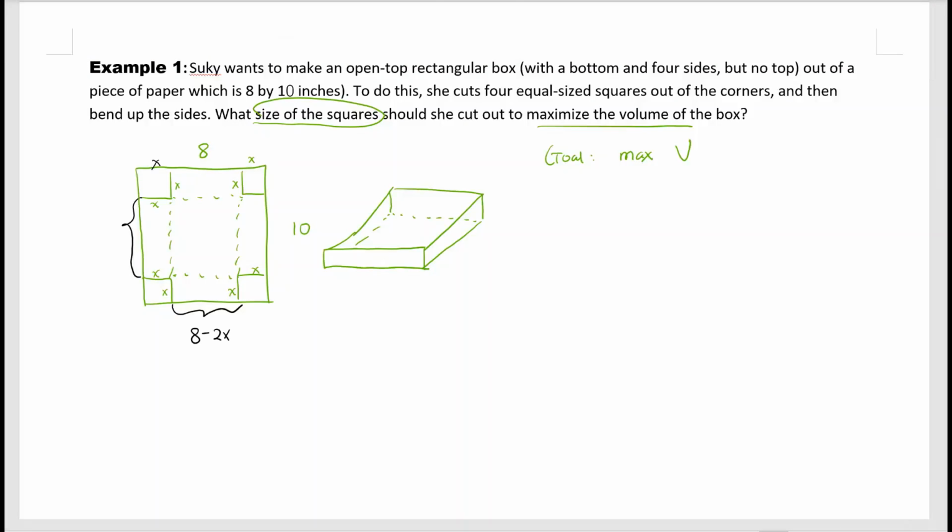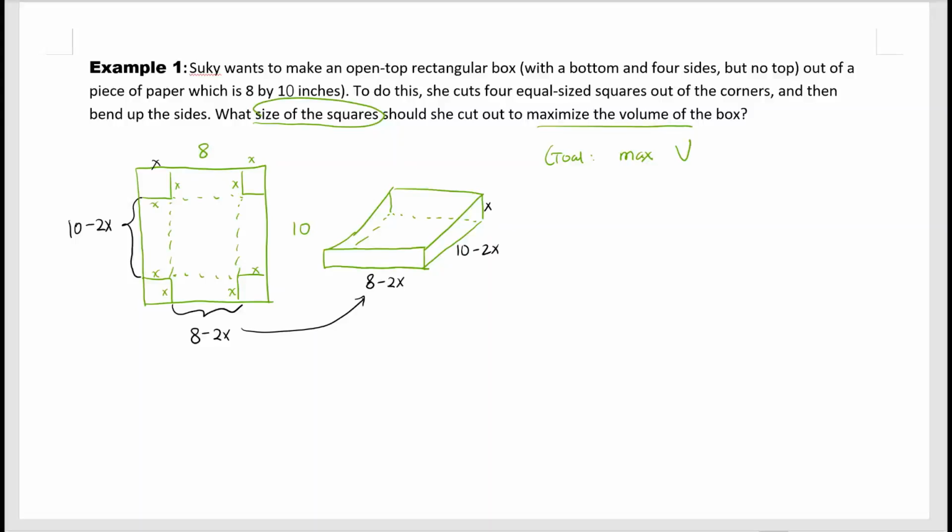Okay, so this guy is 8. Oh, sorry, it's 10. 10 minus 2x. Okay, so in this new picture, the box picture, this guy is 8 minus 2x, and this guy is 10 minus 2x, and the height is actually x.